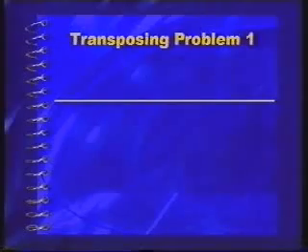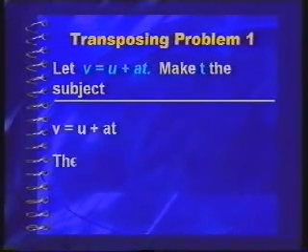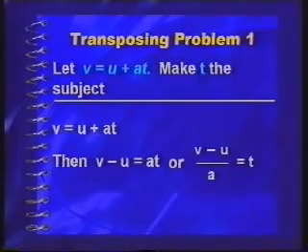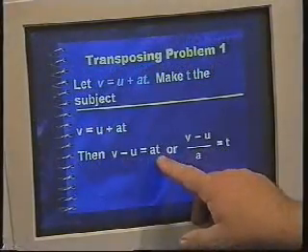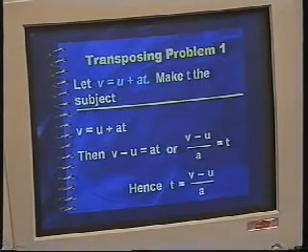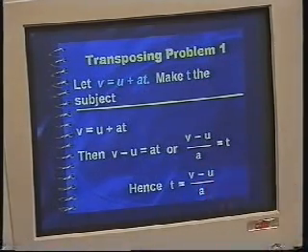As usual, let's have a look at some examples. Here we've got problem 1, that's a problem used in mechanics. v equals u plus at. We must make t the subject. So rewriting that, we transpose the u to the left, it becomes v minus u. Then I divide by a, and I get v minus u on a equals t. Rewriting it perhaps, that's the transposed version, v minus u on a.